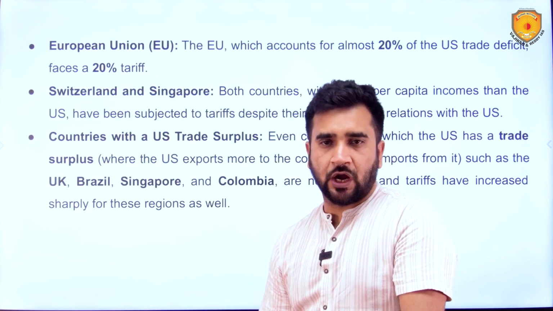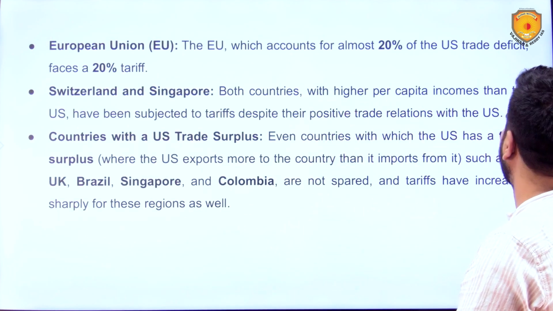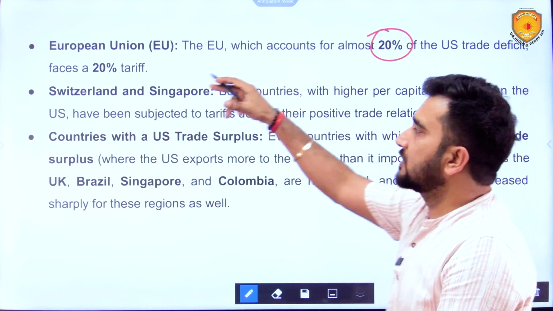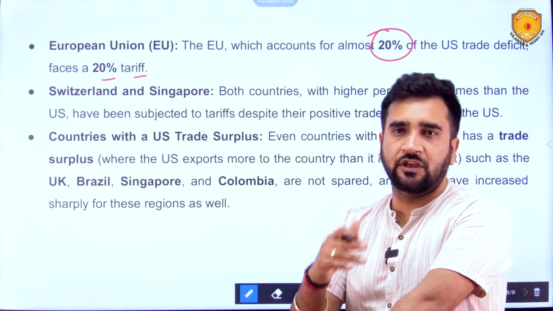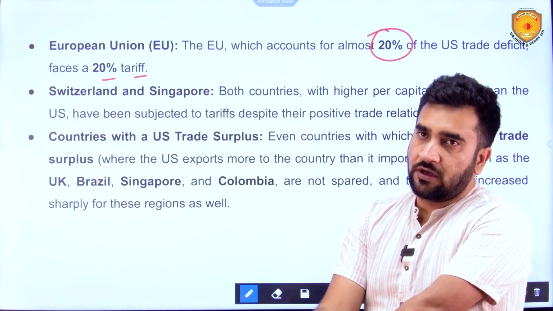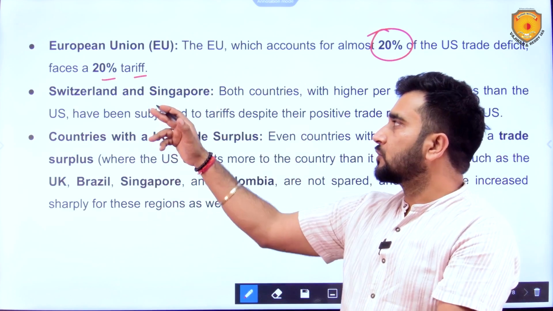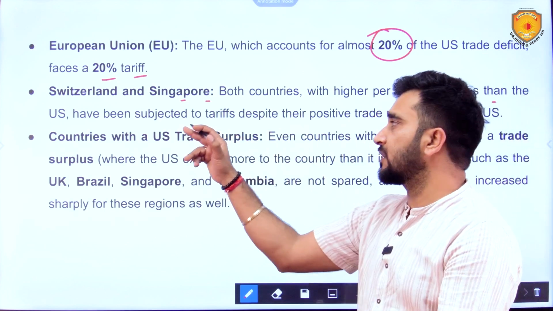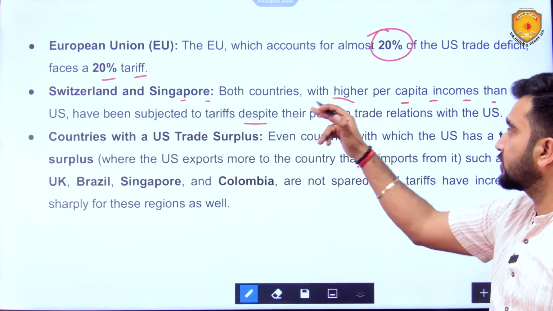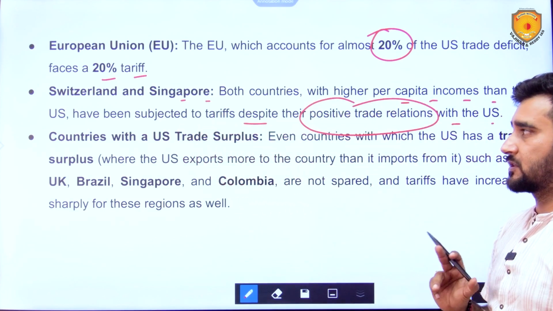European Union accounts for almost 20% of the trade deficit and faces 20% tariff. Again linked with 40% tariff, the average tariff the EU might be imposing on the goods coming in from America. Switzerland and Singapore, both countries with higher per capita incomes than the US, have been subjected to tariffs despite their positive trade relations with the US.